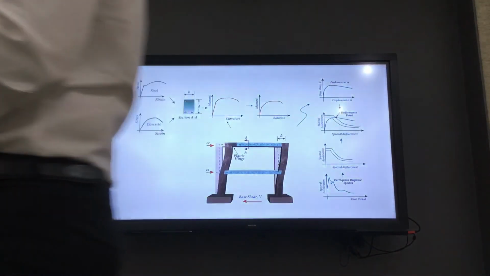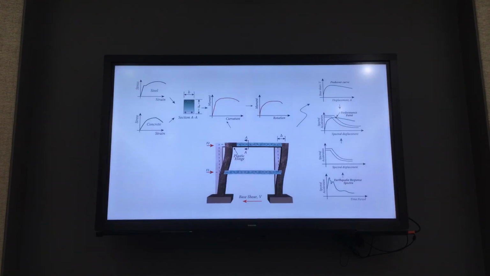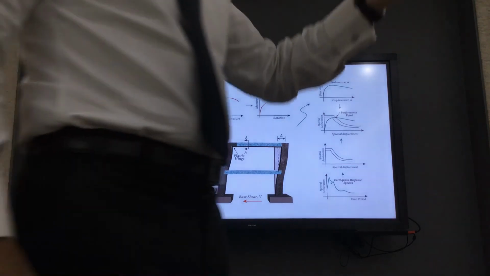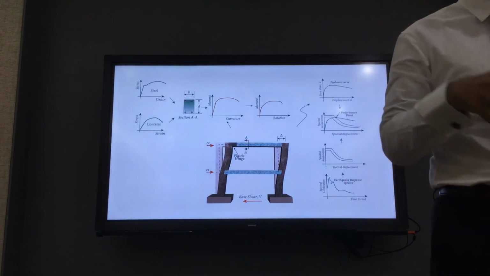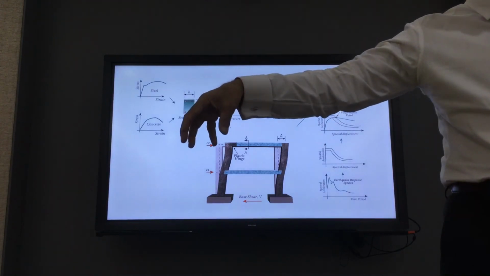So that's the whole idea, that you can set the performance criteria clearly between yourself and the client and a third party who will check your design. But please remember, performance-based design cannot be done by one team. Must be two teams. One team will do it, one team will check it.